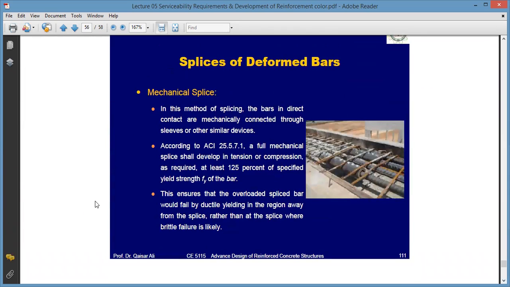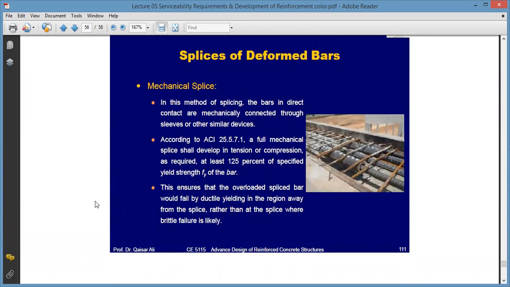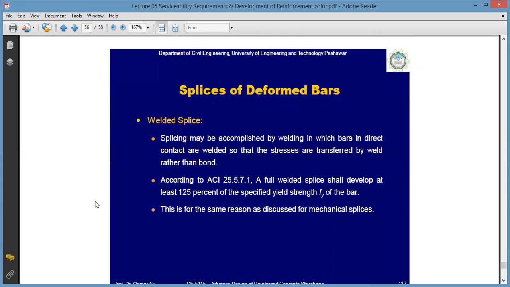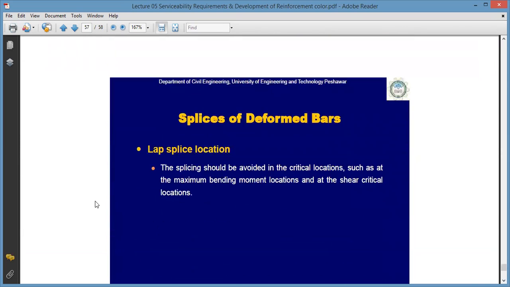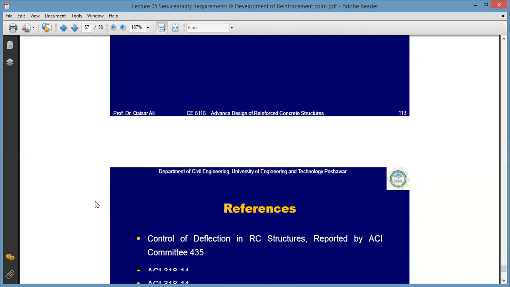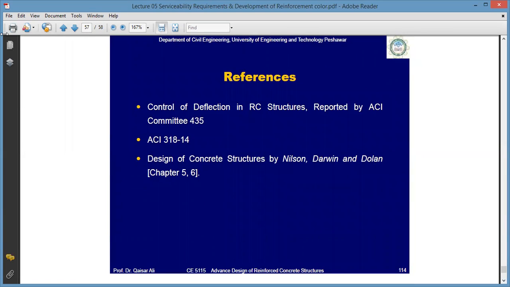Here is mechanical splice and welded splice. Welded splice means when two bars are face to face welded. So just see the last few slides by yourself.